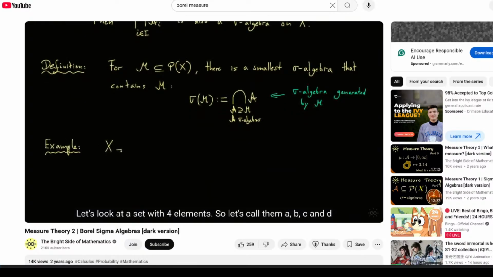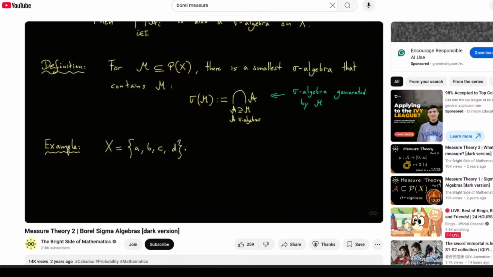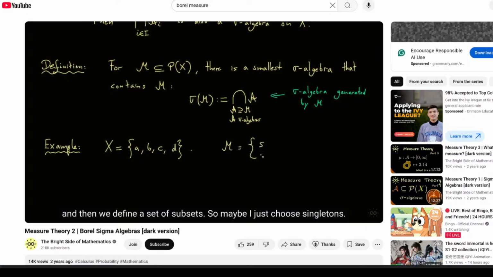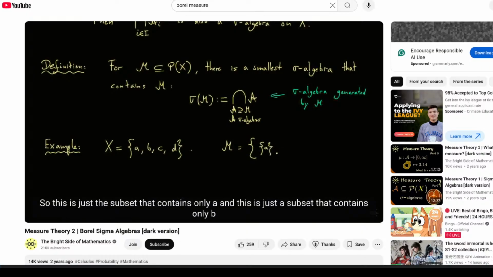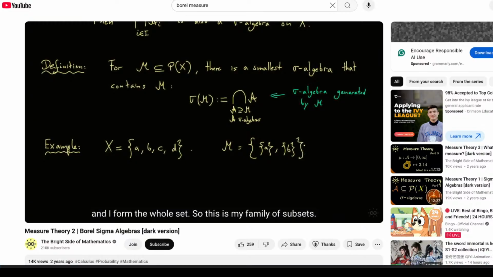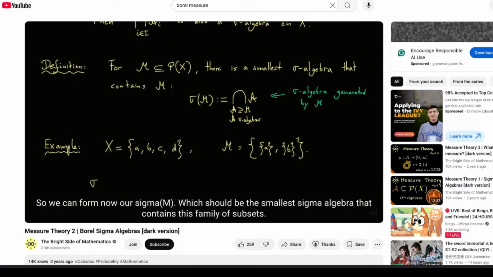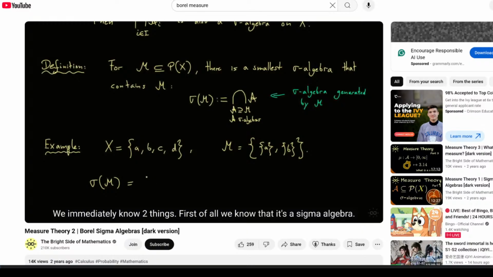Let's look at a set with 4 elements. So let's call them A, B, C, and D. And then we define a set of subsets. So maybe I just choose singletons. So this is just a subset that contains only A, and this is just a subset that contains only B. And I form the whole set. So this is my family of subsets. First thing to note, this is not a sigma algebra yet. So we can form now our sigma of M, which should be the smallest sigma algebra that contains this family of subsets. We immediately know 2 things.